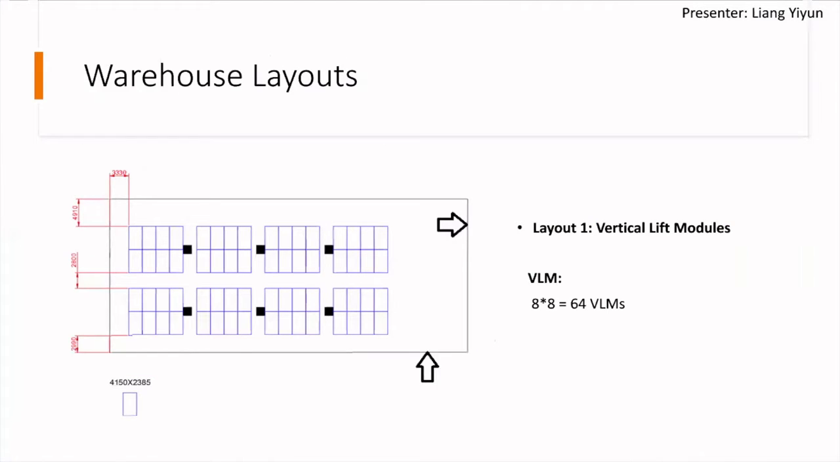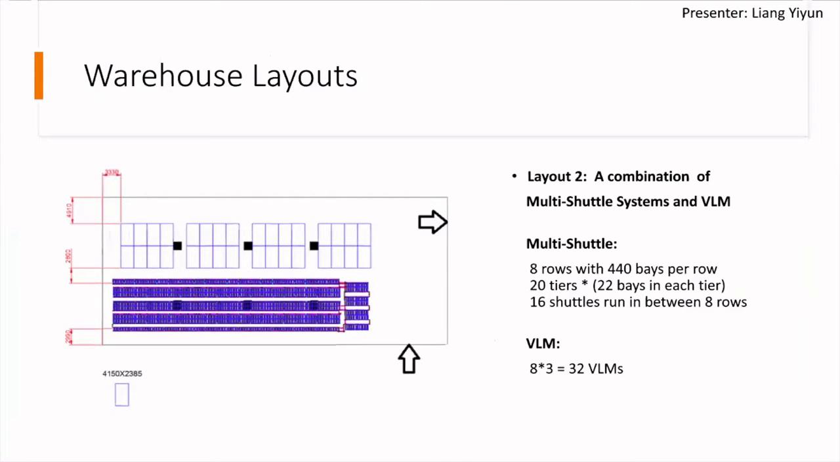And there are two layouts for comparison. The first one consists of 64 vertical lift modules as shown in the previous slides. The second layout makes use of the multi-shuttle system to store small loads laid within its configurations and stores other loads in the VLMs.